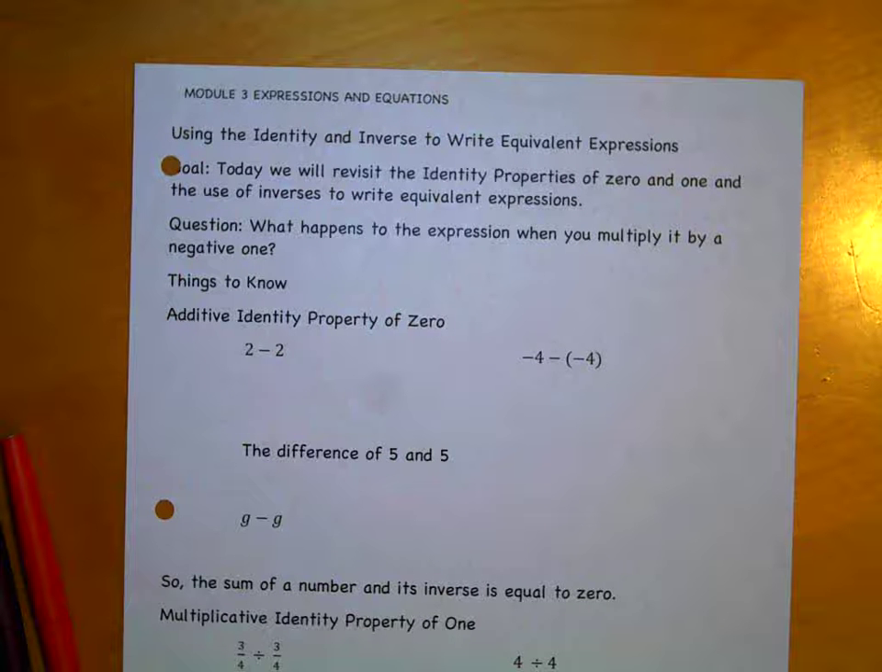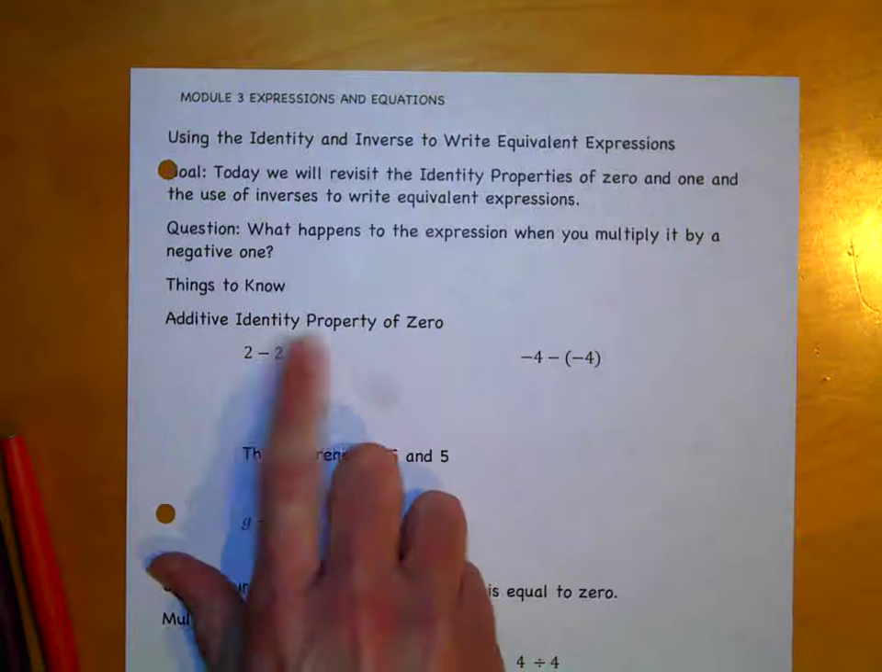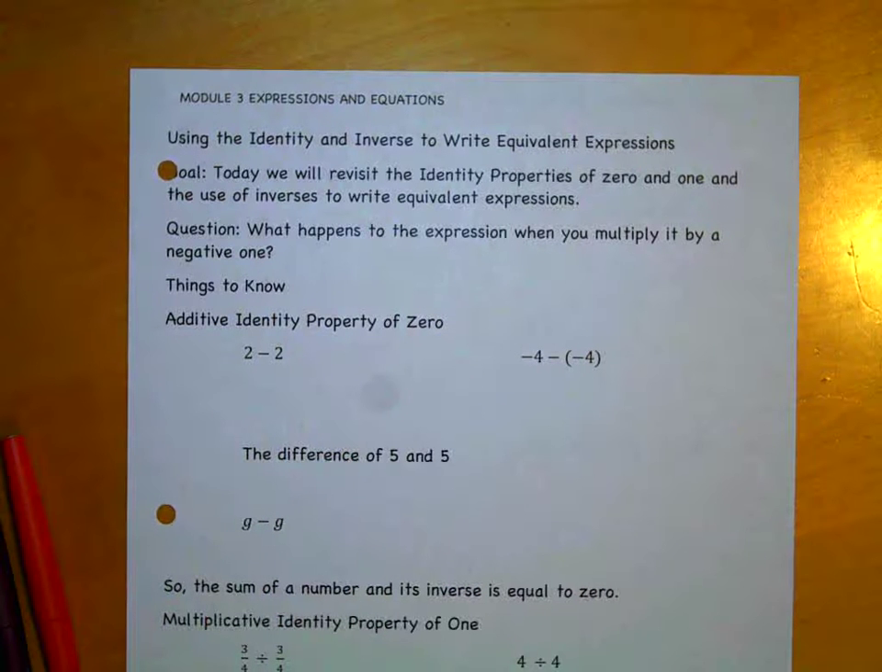Today we will revisit the identity property of 0 and 1 and the use of inverses to write equivalent expressions. Remember, equivalent expressions are just multiple ways of writing the same math sentence that doesn't have an equal sign. The question that I want you to think about during this lesson is, what happens to the expression when you multiply it by a -1? Well, we'll find out.